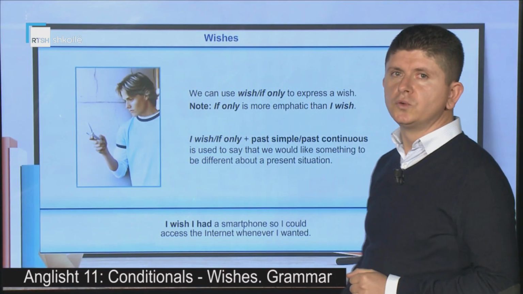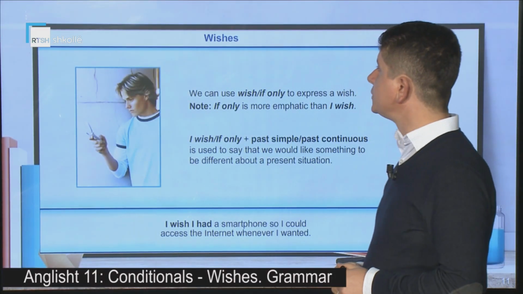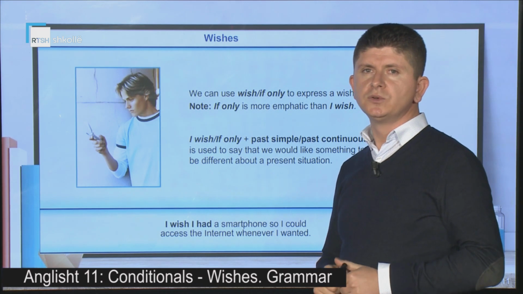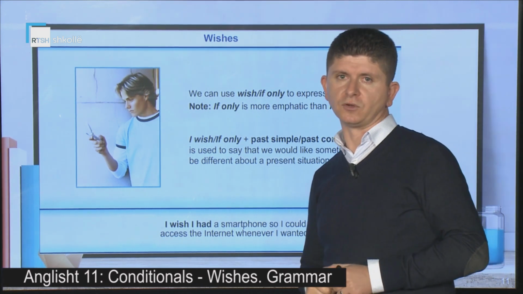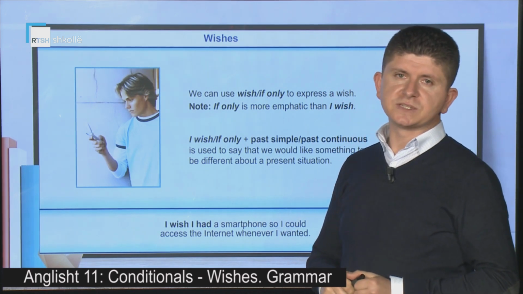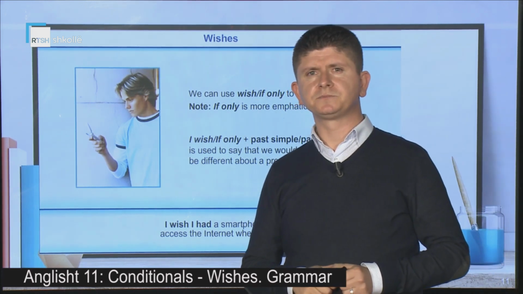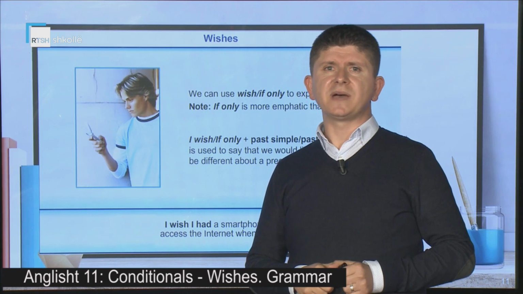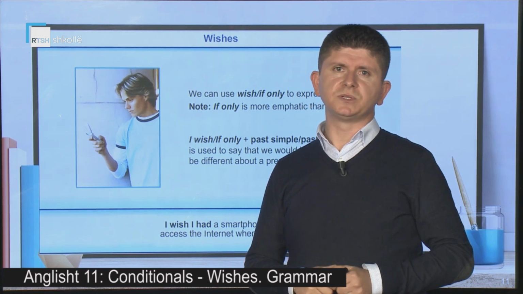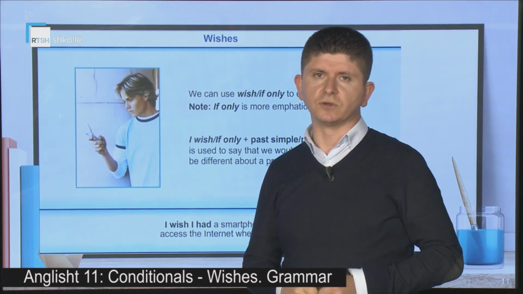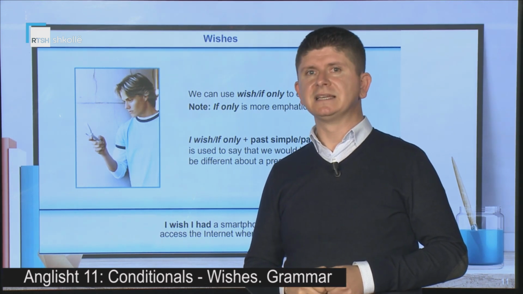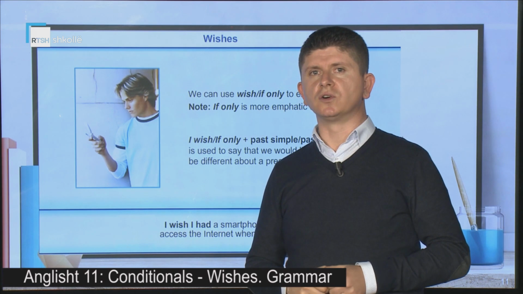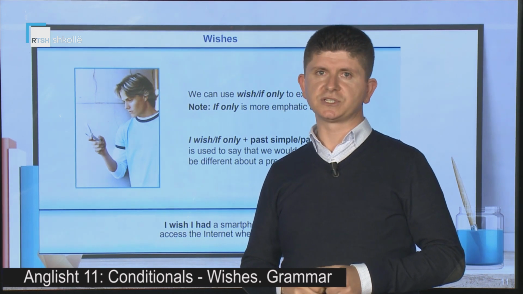Now let's move on to wishes. To express our wishes or regrets, we use two phrases: "I wish" and "if only." Can you tell the difference between "I wish" and "if only"? Grammatically speaking, there is no difference between "I wish" and "if only." You can use which one you want. But semantically speaking, "if only" is stronger or more emphatic than "I wish."